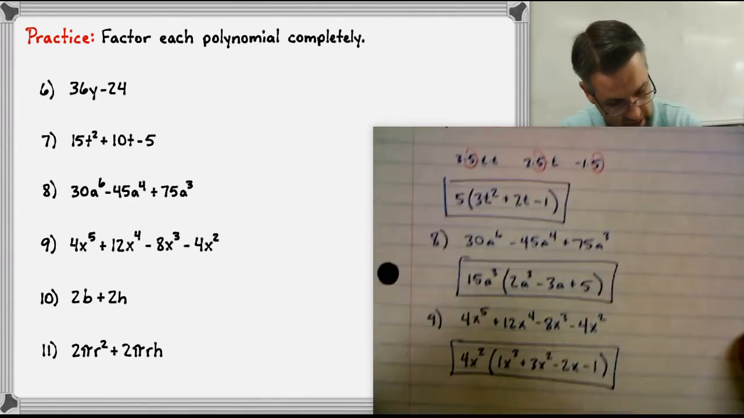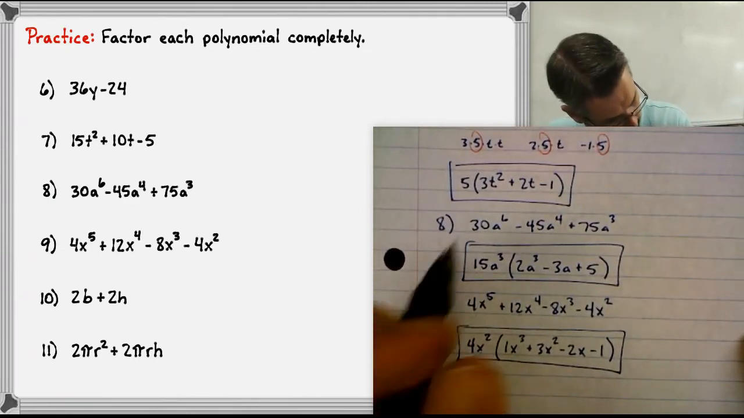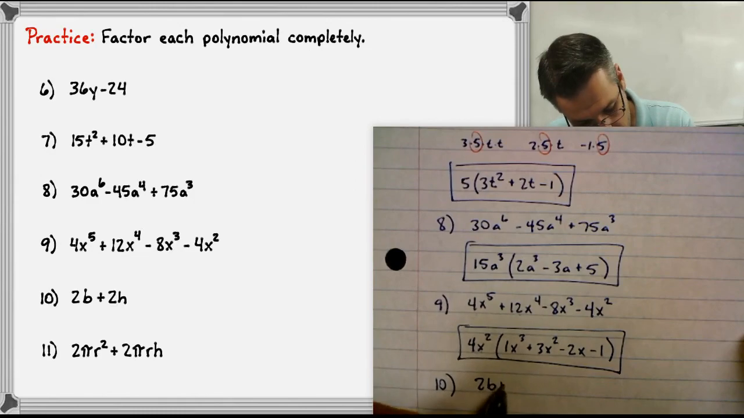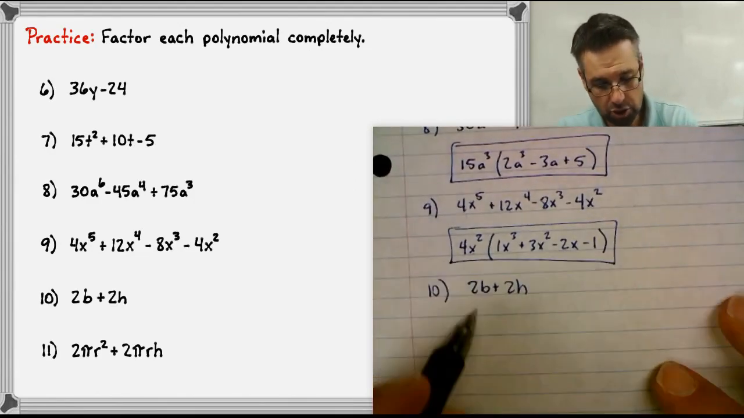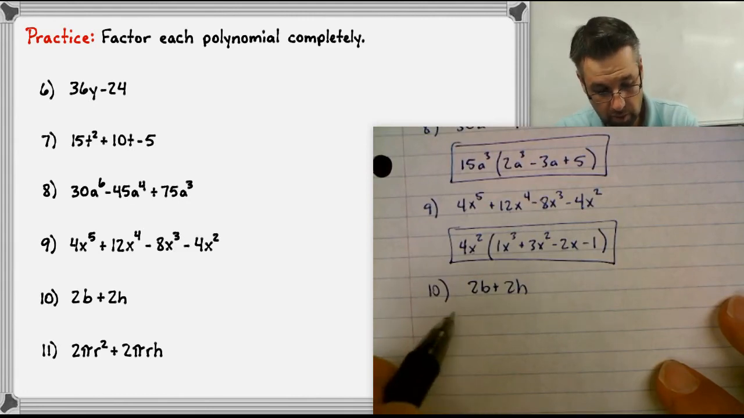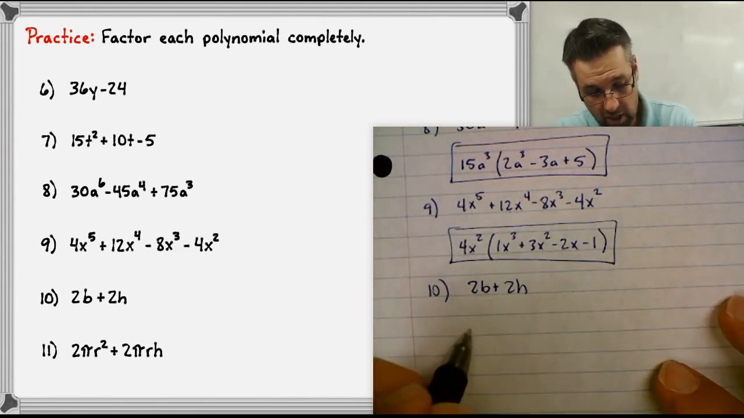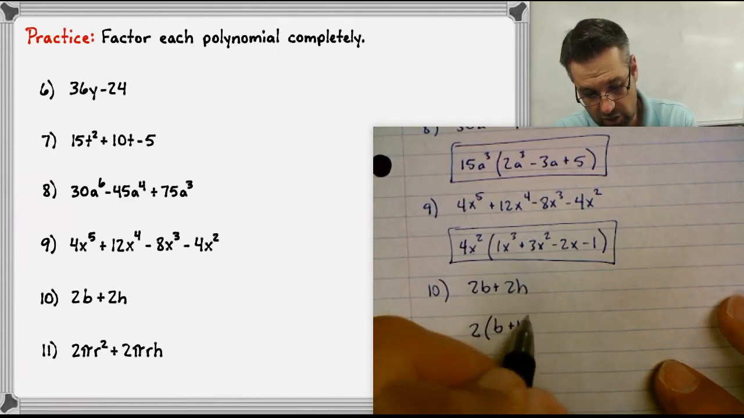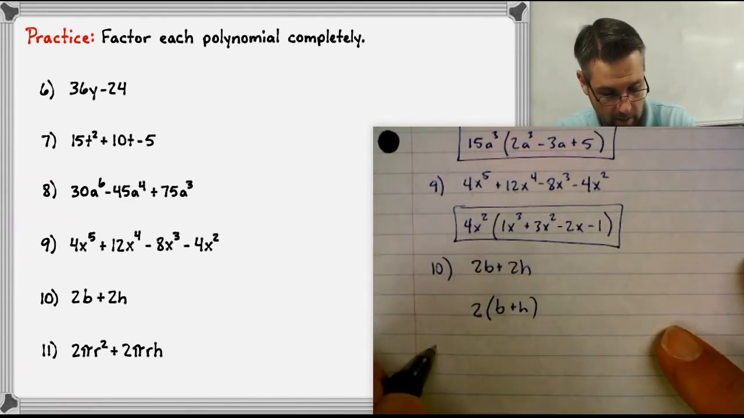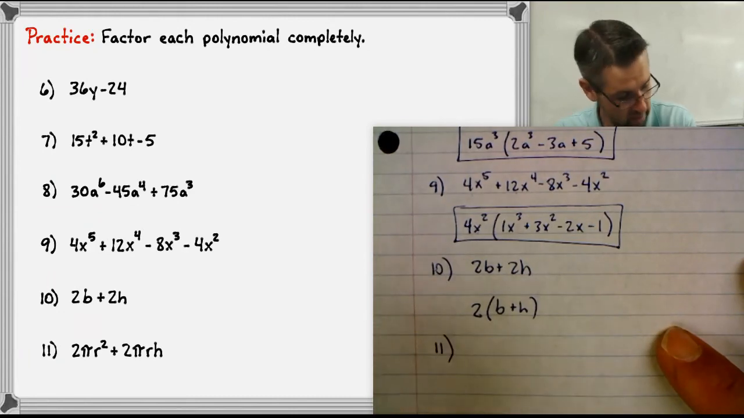All right, we're getting close to the end here. Number 10, we've got 2b plus 2h. Well, these are actually all primes, so that's good. The first one has a factor of 2 and b. The second one has a factor of 2 and h. They have a 2 in common and nothing else, so we're left with b plus h on the inside. Okay, that's actually the equation for the perimeter of a rectangle.